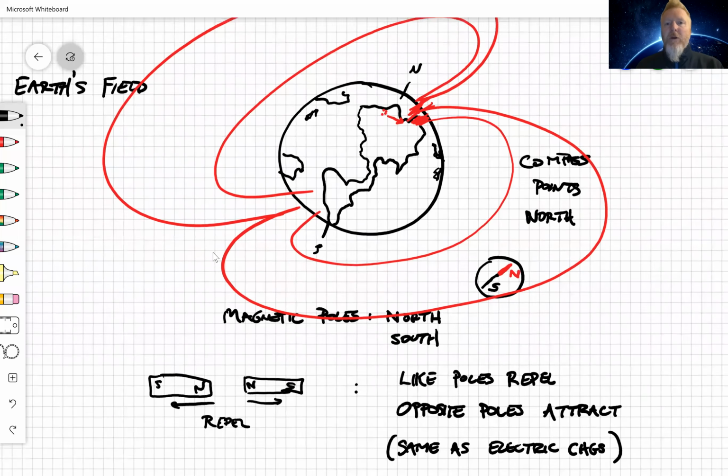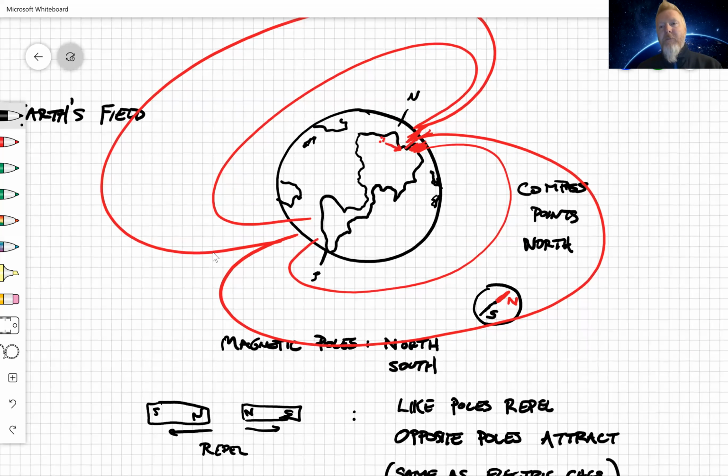So back to what we have going on here with Earth. I have a north pole of a magnet pointing to the north pole of Earth. Well, wait a minute. Didn't I just say that like poles repel? Well, that's weird. Why is the north pole of a magnet in my compass pointing towards the north pole of Earth? That's a north attracted to a north. That's not right.